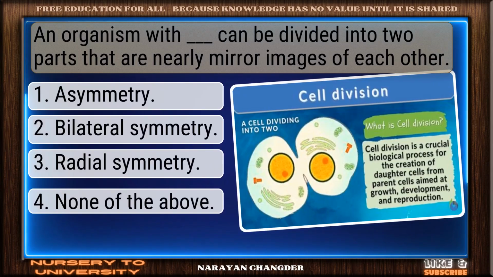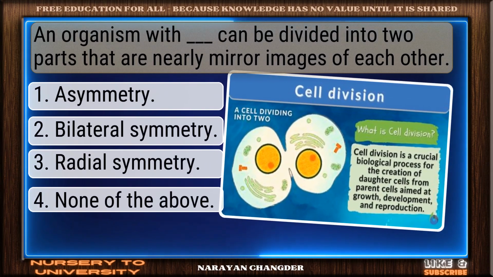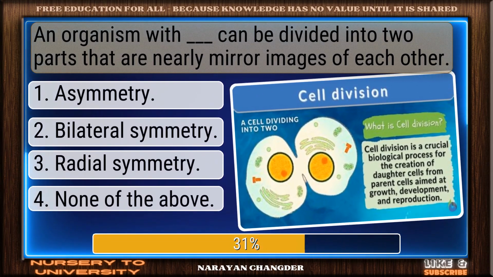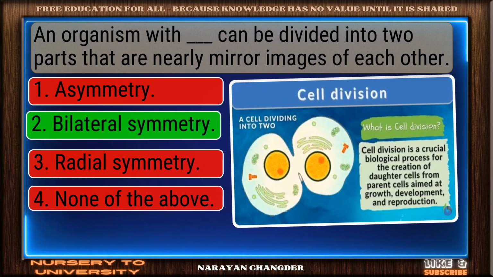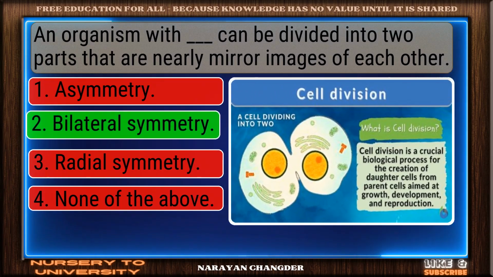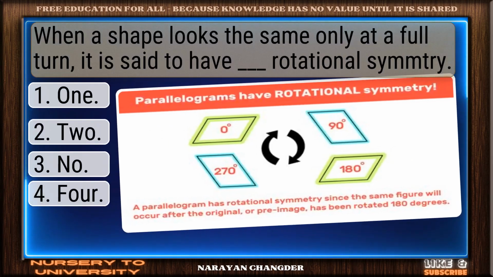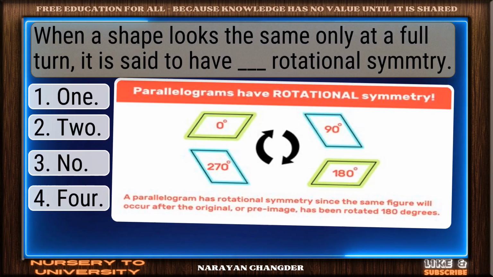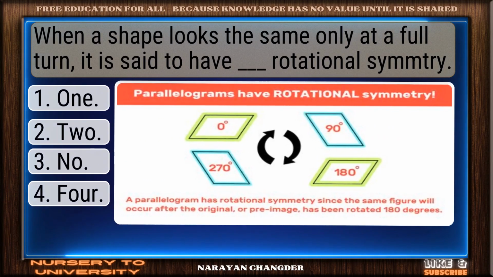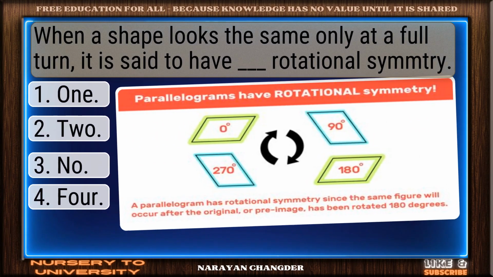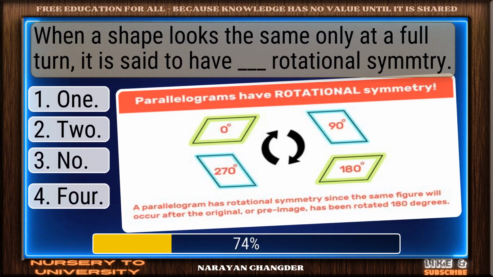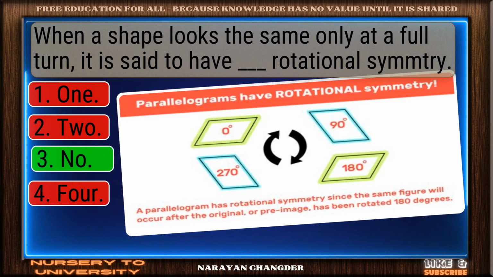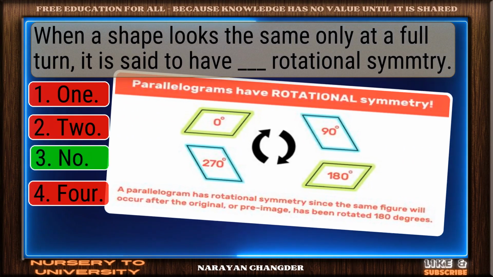An organism with dash can be divided into two parts that are nearly mirror images of each other. Excellent. Bilateral symmetry is a brilliant choice. When a shape looks the same only at a full turn, it is said to have dash rotational symmetry. Correct response. No is the most accurate answer.